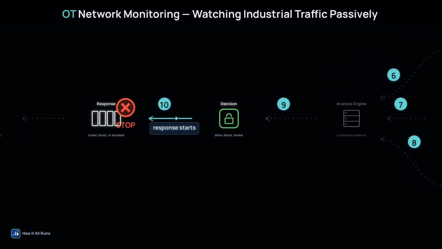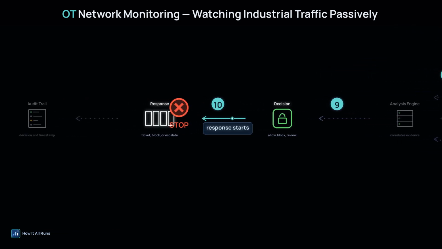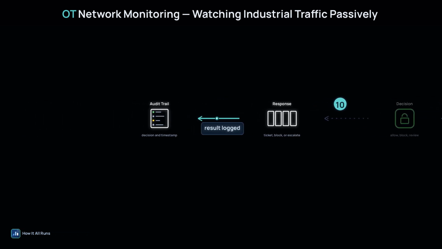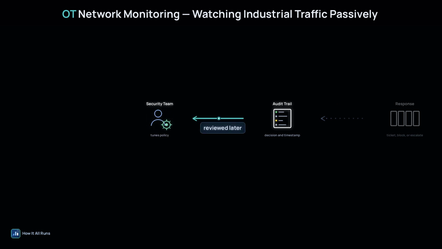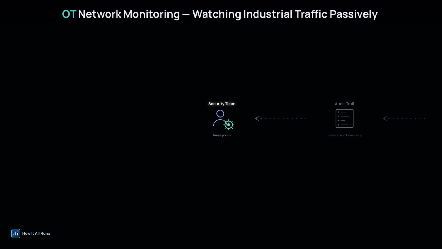If the answer is risky, the response starts: ticket, block, or escalate. Fast action keeps a small issue small. The result is logged as evidence, decision, and timestamp. That record supports audits and investigations. The security team reviews the record later with the inputs, policy, and response in one place. When the team learns from a false positive or missed case, it tunes policy for the next decision.